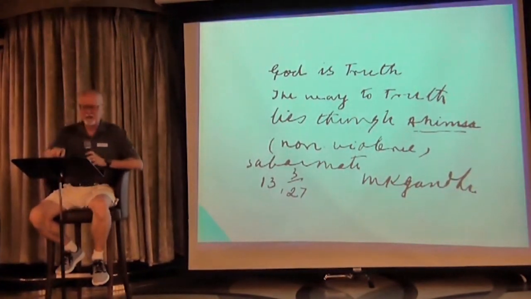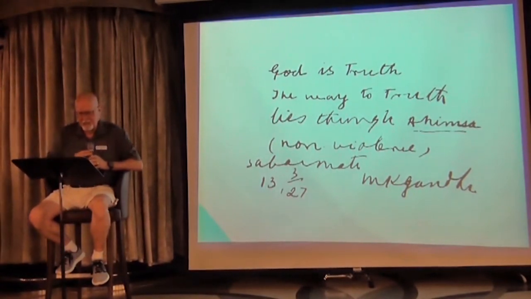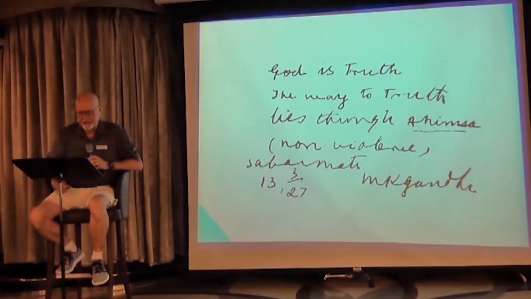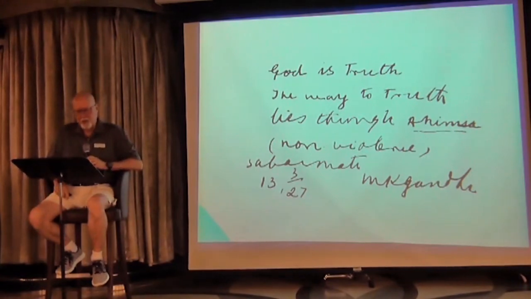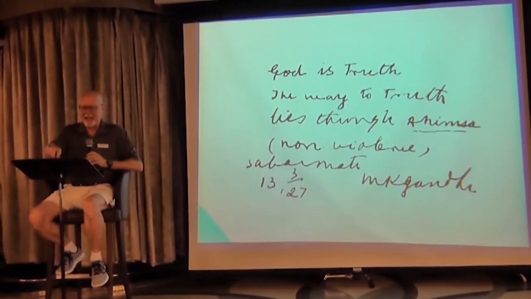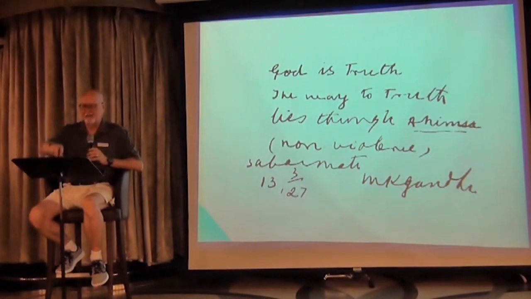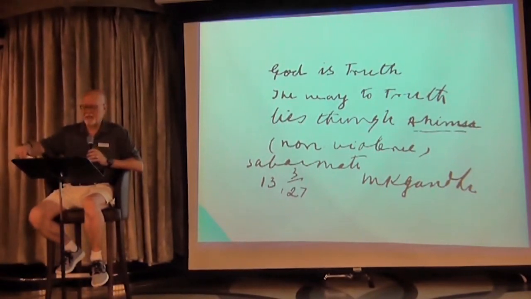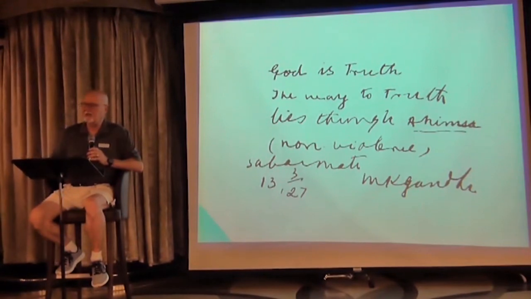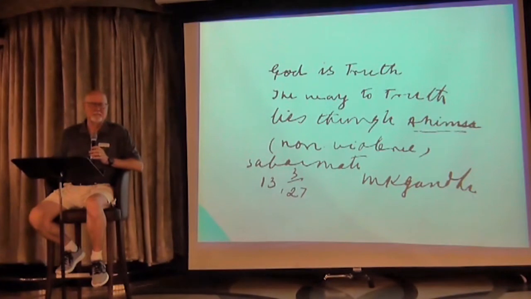This is a little note that Gandhi scribbled at one point in 1927. He wrote, "God is truth. The way to truth lies through ahimsa," which means nonviolence. And yet he died at the hand of a violent Hindu nationalist and never had the opportunity to see the settling down into India, the nation of India, and the nation of Pakistan.